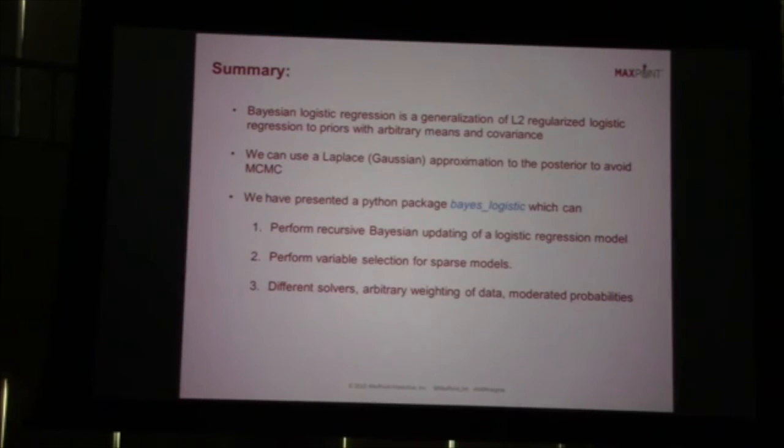And this package, bayes_logistic, allows you to do recursive Bayesian updating. It allows multiple solvers. It will perform variable selection for sparse models. It has a bunch of nice little things. And there's a full-on IPython demo notebook which you can play with. And that's basically the end of the talk. I hope it was informative.